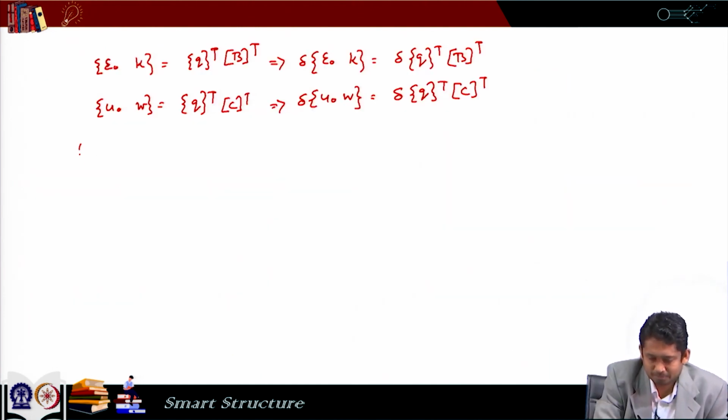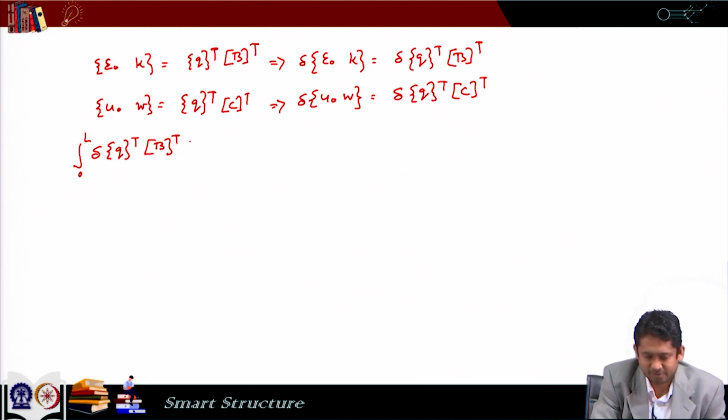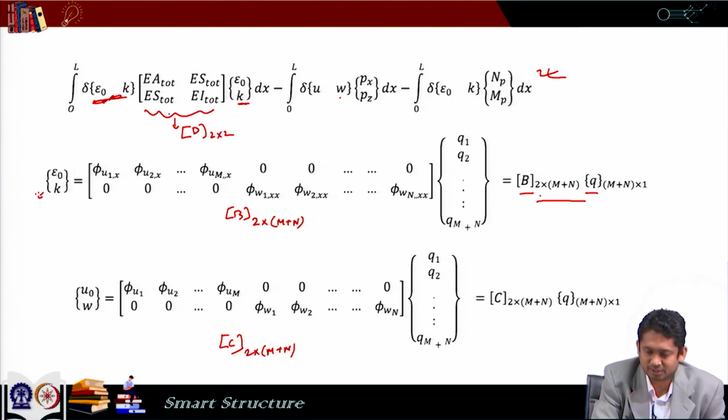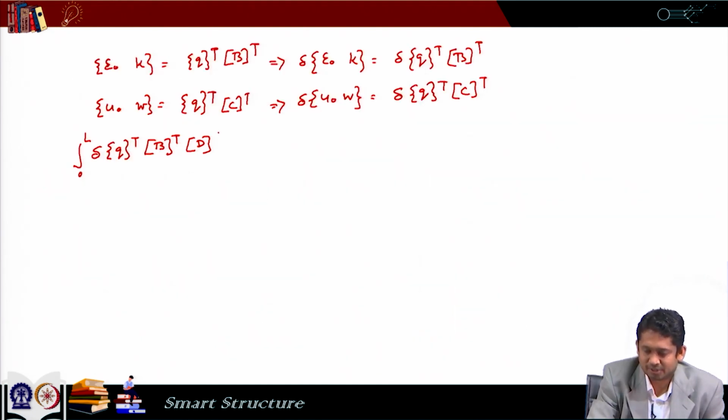So, now we have integral 0 to L delta of Q transpose multiplied by B transpose, and then we have the D matrix, because if you go back, it is followed by the D matrix, and then we have epsilon 0 kappa as a column vector. So, D multiplied by epsilon 0 kappa, which we know as B multiplied by Q, dx.